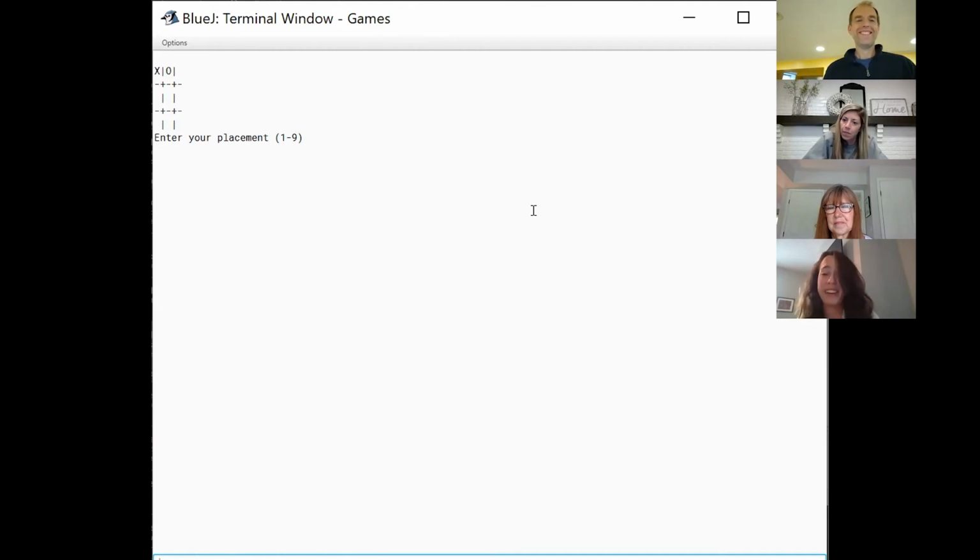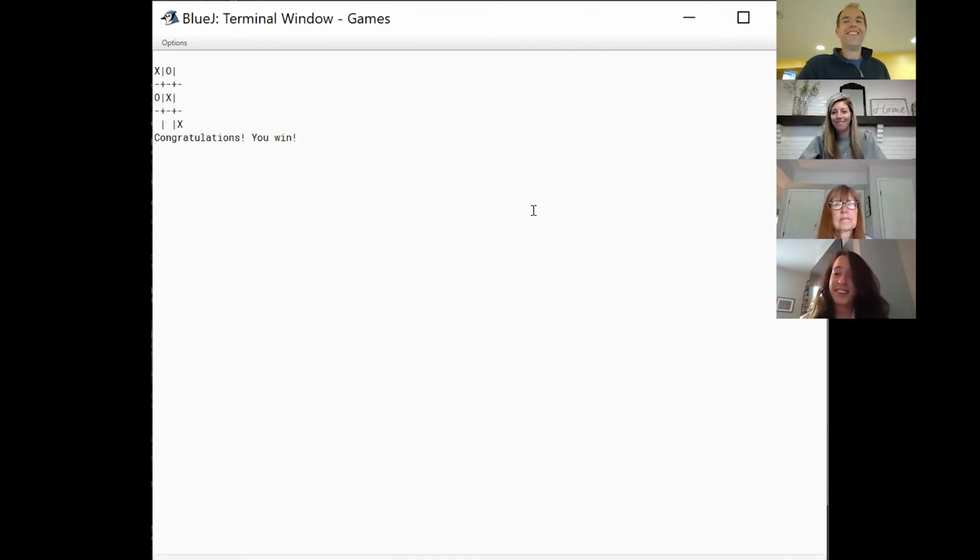It's playing against a relatively smart computer, not super smart, but it tries. So I tell it different locations that I want to put my X symbol, and then the computer will place its O symbol, and hopefully I can win this one. And congratulations, I win. So basic game, lots of work to get it set up. So that's what we're kind of doing to help review for the AP exam in AP Computer Science.